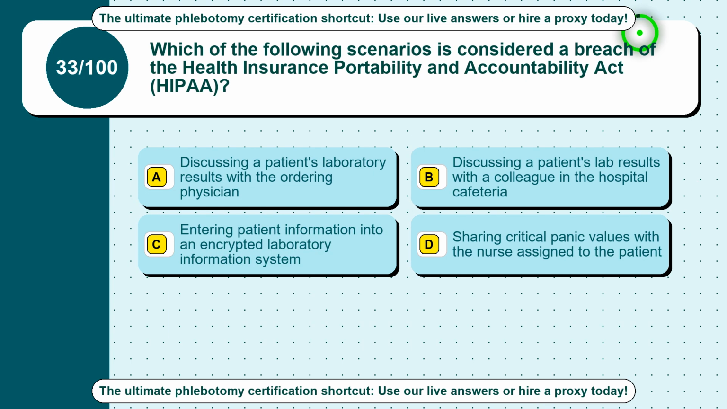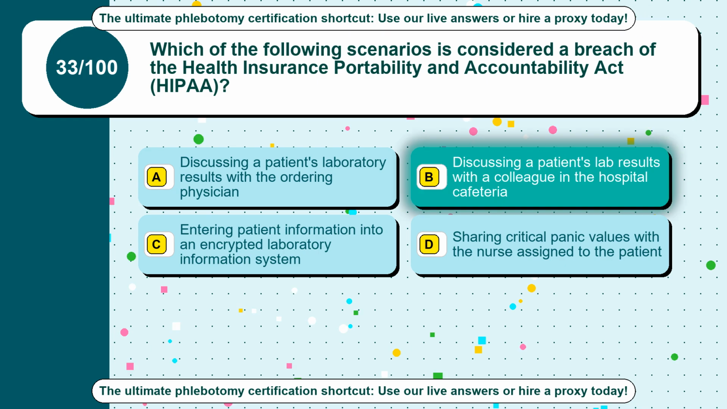Question 33. Which of the following scenarios is considered a breach of the Health Insurance Portability and Accountability Act, HIPAA? Option A. Discussing a patient's laboratory results with the ordering physician. Option B. Discussing a patient's lab results with a colleague in the hospital cafeteria. Option C. Entering patient information into an encrypted laboratory information system. Option D. Sharing critical panic values with the nurse assigned to the patient.